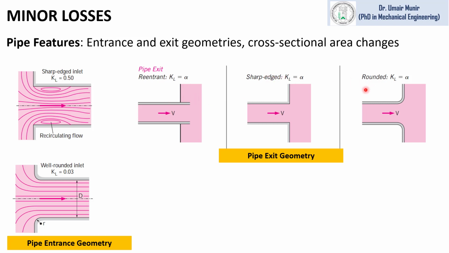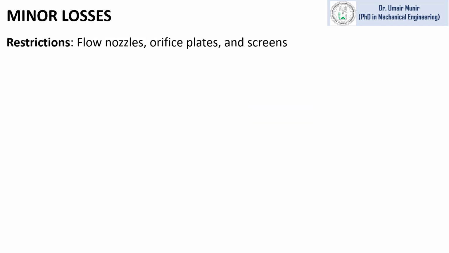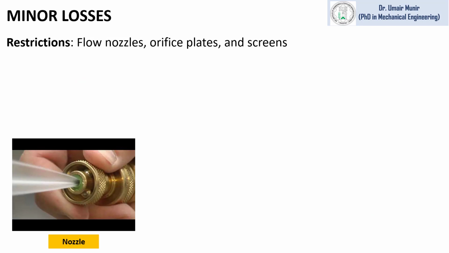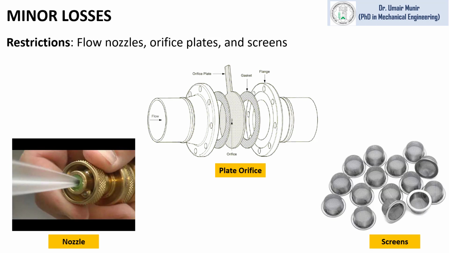In practice, these exits are openings in large reservoirs. There are also losses from cross-sectional area changes, where the diameter of the pipe is increased or decreased. There are flow losses from the flow nozzles, in which the flow velocity is increased, from the orifice plates, which are used for flow measurements, and from screens, which are used as filters.